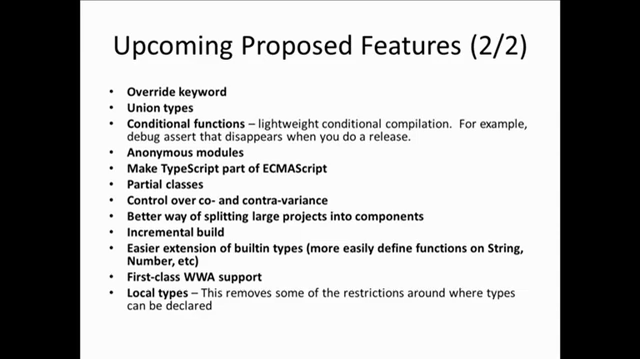Then it's kind of everyone's laundry list. And I'm sure everyone here has their own three things they would like to add to the second page. But override keywords and union types, conditional functions. So these are functions that could compile away, like a debug function that would compile away when you're in release mode, anonymous modules and so forth. And you can see there's definitely a feeling of some of the C# developers coming to TypeScript and wanting to turn TypeScript into C#, and I totally can empathize with that.